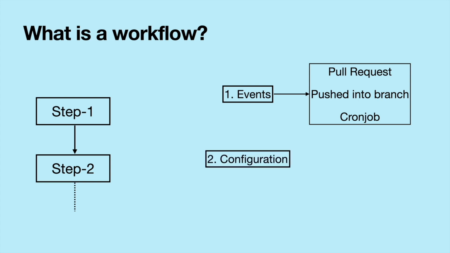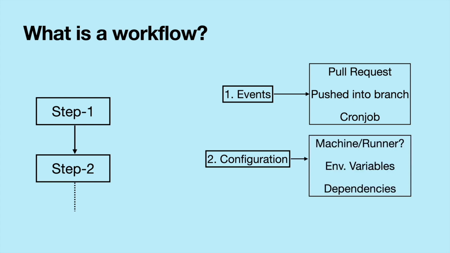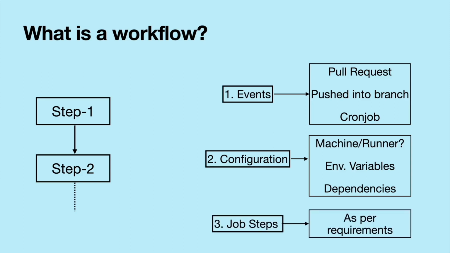The second one is configuration. After mentioning the event, you will mention the configuration. What do you need to run your automation? For example, you might need a specific operating system, OS, to run your automation, or you might need certain environment variables to be set before running the automation. So you can do that using this configuration part, or any dependencies you have for your product to run the automation, you can set up in this part. And the third is job steps.